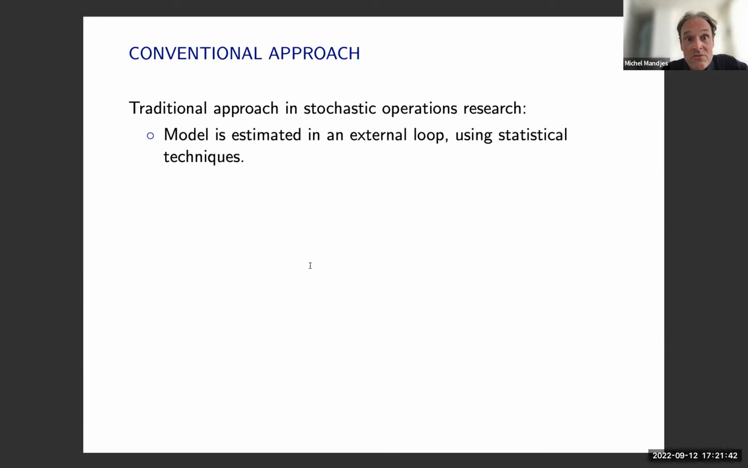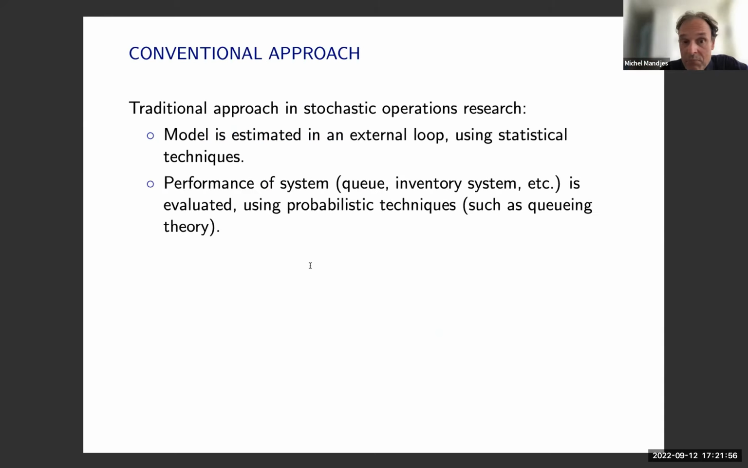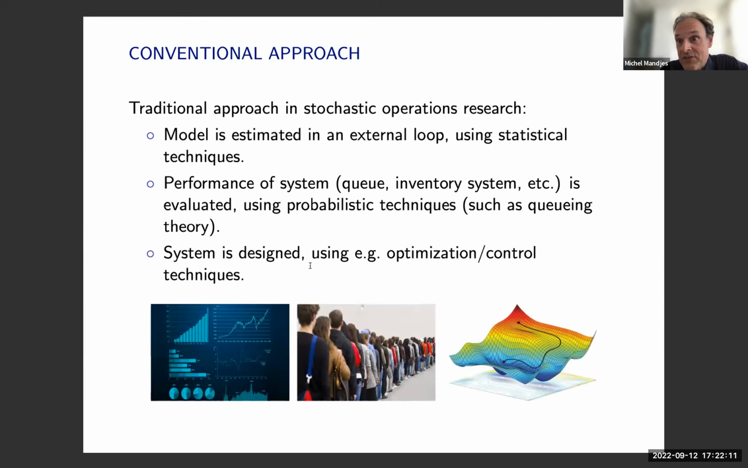And there is this conventional approach that works as follows. There is a model that you estimate in some external loop. So you try to estimate the parameters of your model. There is some model selection going on. Then given that model, you try to evaluate the performance of the system. That could be a queue or an inventory system or so. And typically you do that using probabilistic techniques, queuing theory, for instance. And then after that, you can design your system in order to optimize the performance of that system.